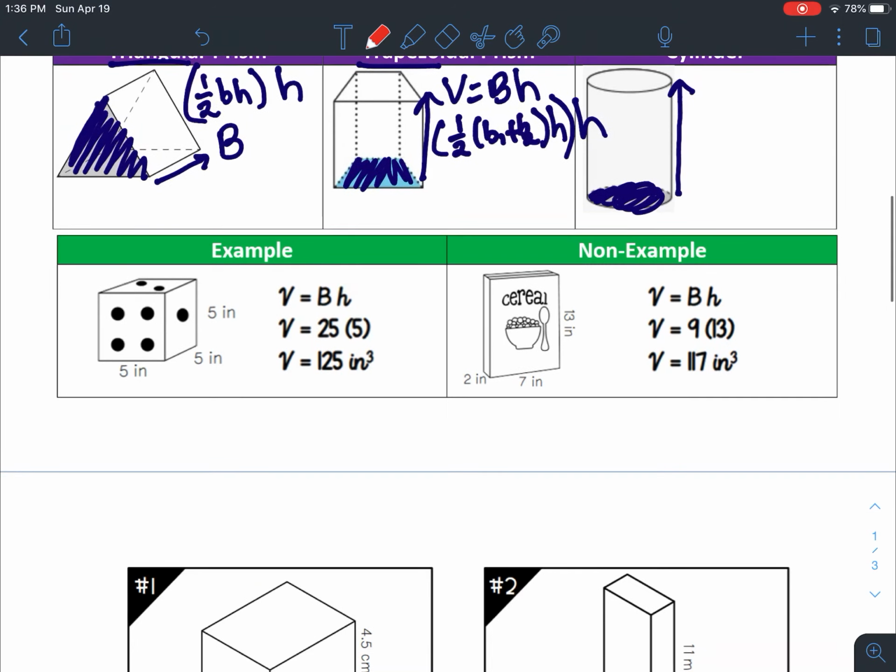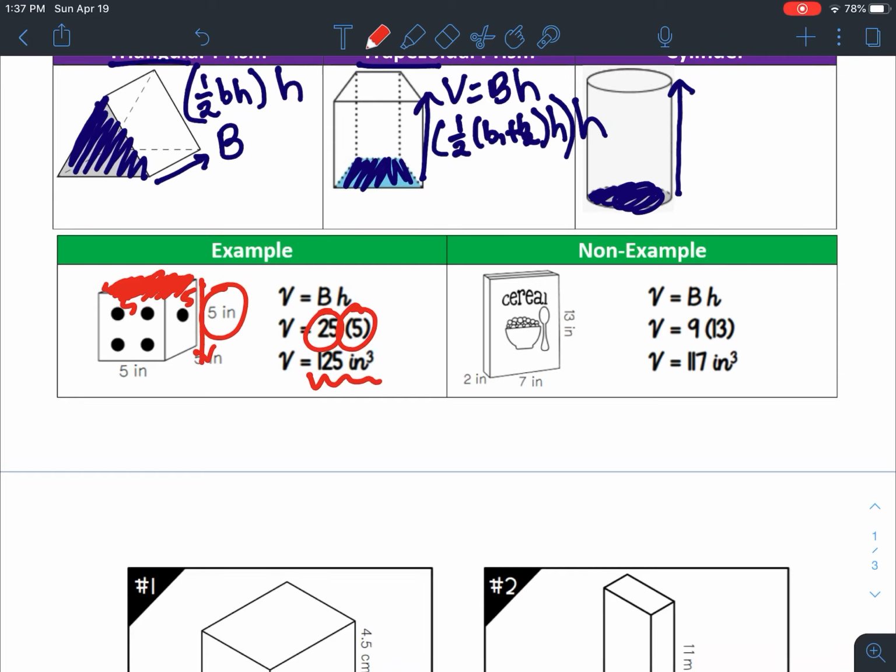Now here I have an example and then a non-example. So an example using this with a cube, we know we have a base as a square. So if I find the area of that square, I know I have a 5 by 5 square that's being dragged 5 inches tall, or our height. So the area of that base shape is 25, and then times the height of the actual cube, 5, gives us 125.